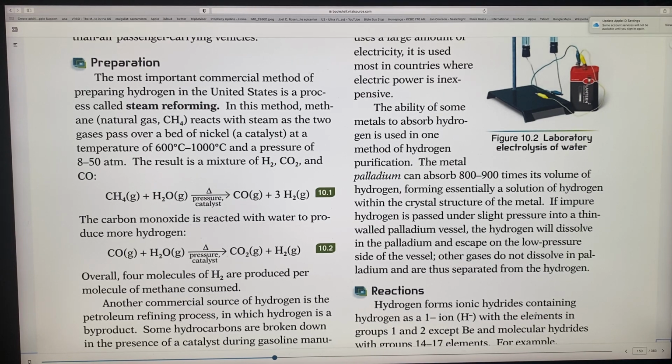So let's go over that a little bit. Basically, the metal can absorb its volume of hydrogen. It's not going to absorb other types of elements. And this forms a solution of hydrogen with the crystal structure of the metal. The impure hydrogen is passed under slight pressure into a thin-walled vessel. Other gases do not dissolve in it, so this separates the hydrogen. Just another way, with palladium. They're just telling the different ways.